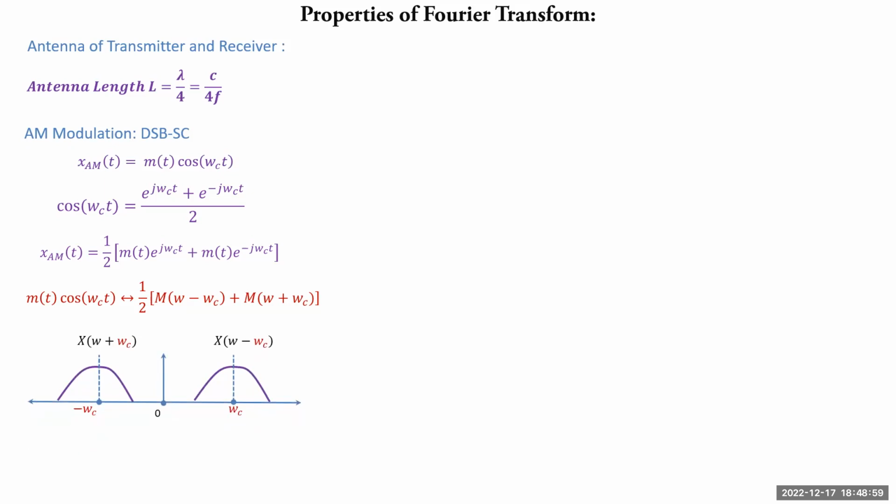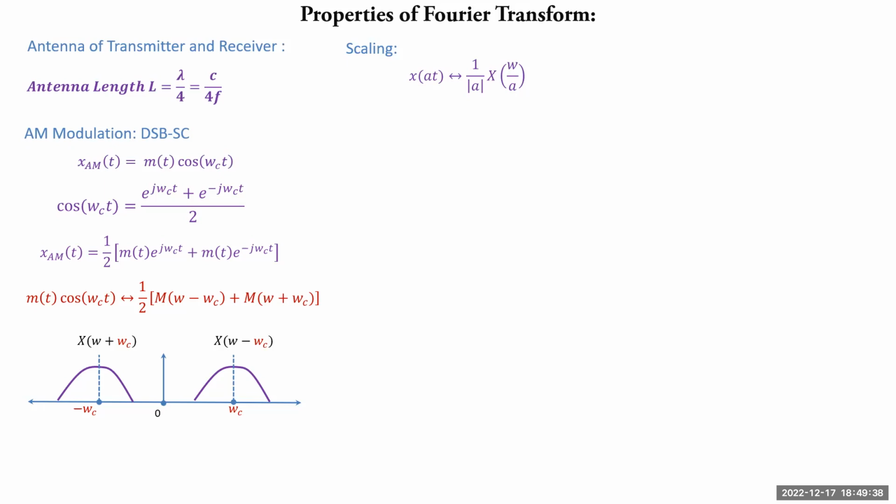So here you can see there are two sideband spectrum, and hence such type of AM modulation signal is called double sideband, but there is no carrier signal, and hence it is called suppressed carrier. Now we'll see another very important property which is called the scaling property. So here, if x of t is transformable to X of omega, then x of at is transformable to 1 upon modulus of a into X of omega by a.